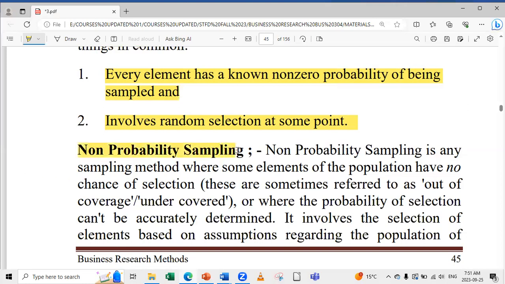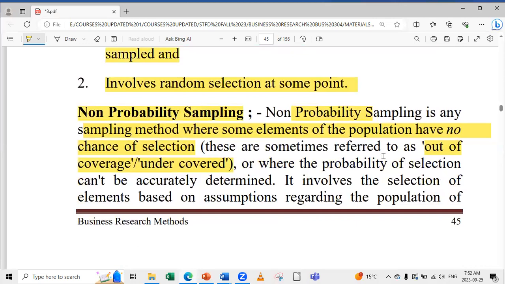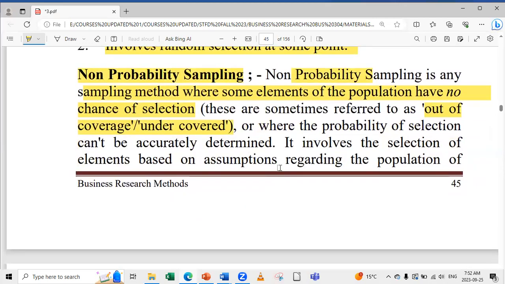What about non-probability sampling? Here the situation is different. Non-probability sampling is any sampling method where some elements of the population have no chance of selection. They are sometimes referred to as out of coverage or undercovered, or where the probability of selection cannot be accurately determined. So there is no use of probabilities.